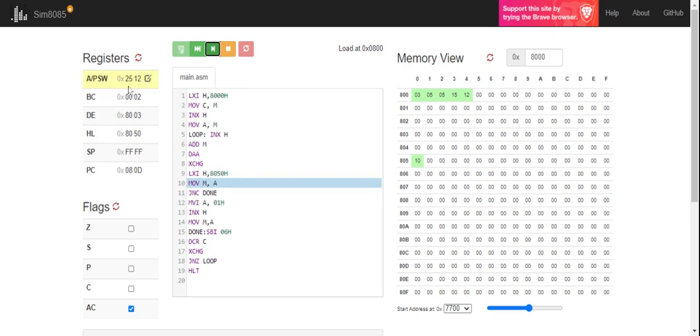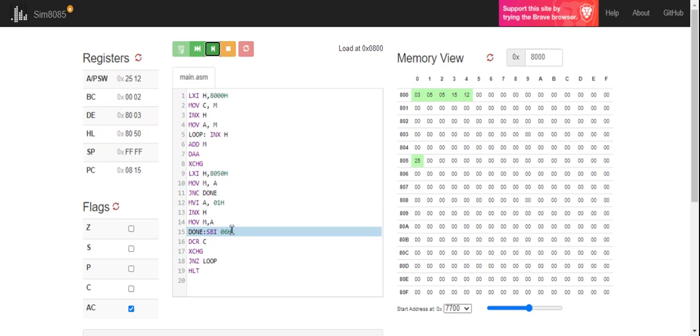Now what am I going to do? 25 is moved to where my 8050. So now this 10 is going to be replaced by my particular new value, which is 25. Now, any carry generated? No carry generated, carry flag is 0. So, no carry generated, come to done over here, 15th line. So, it is going to come to done over here.